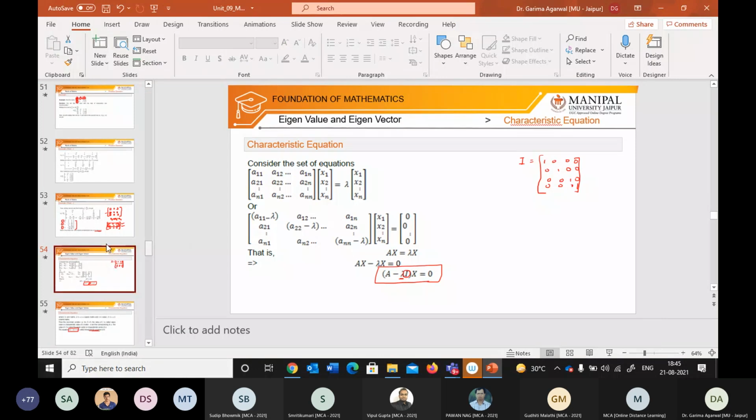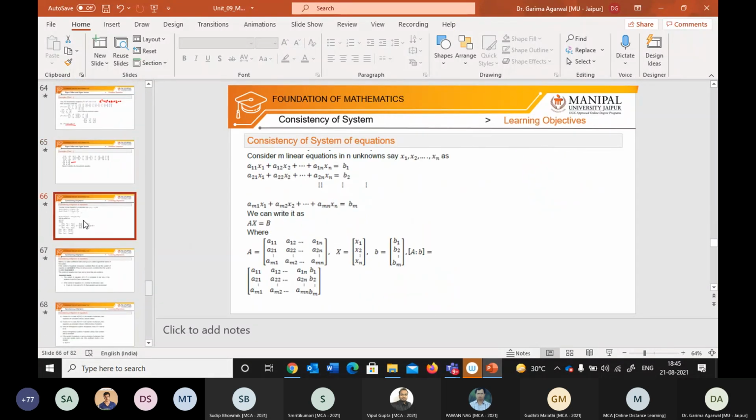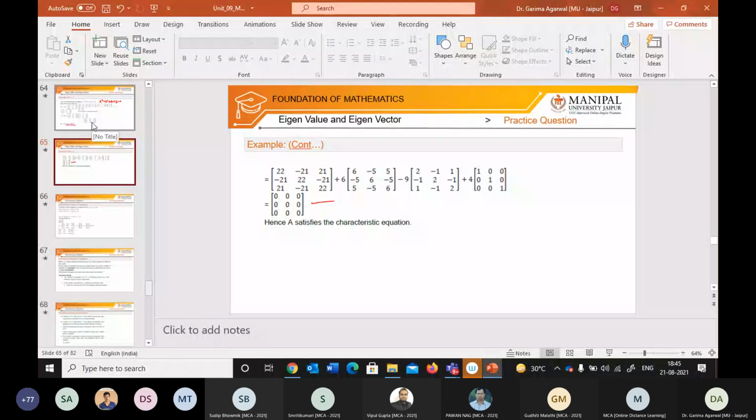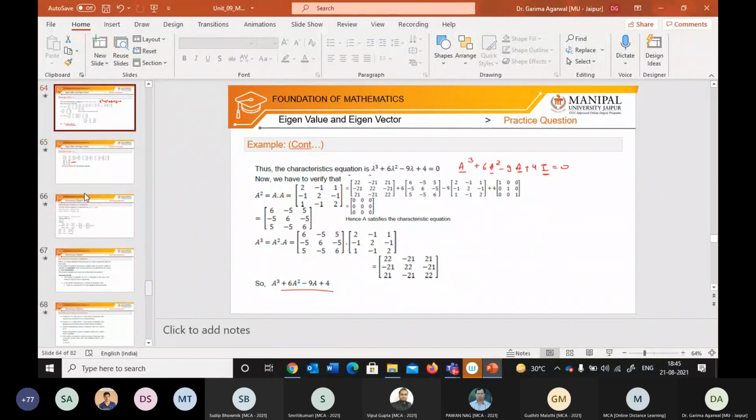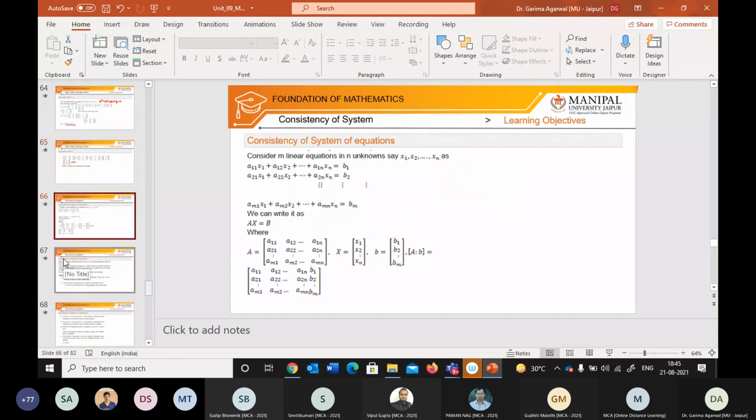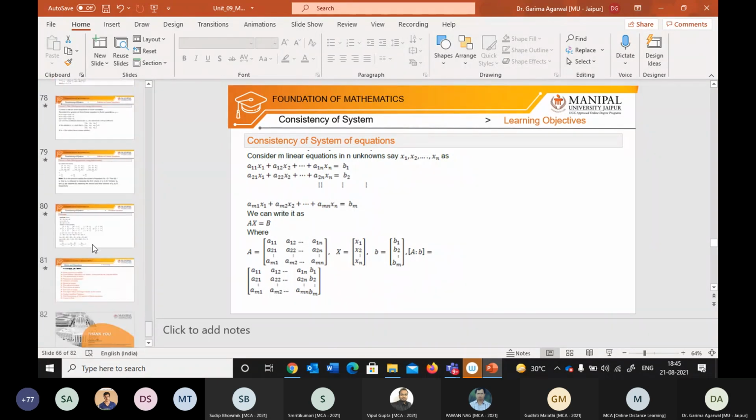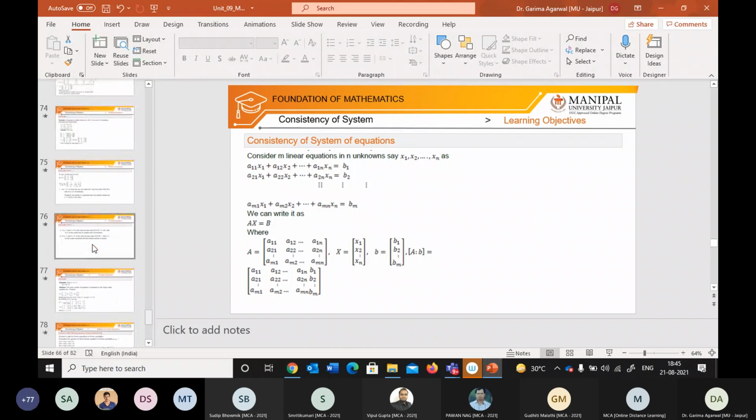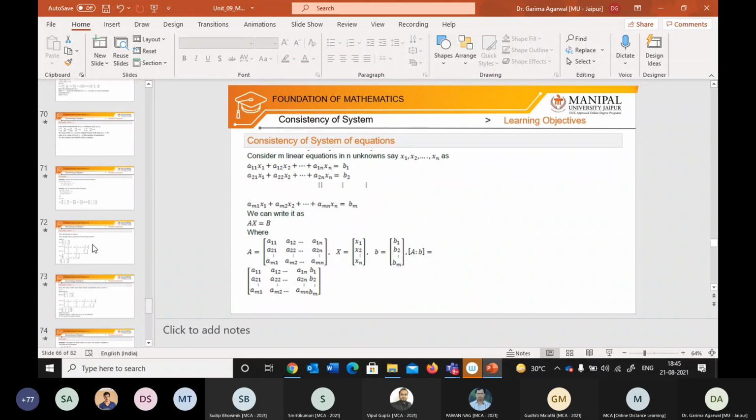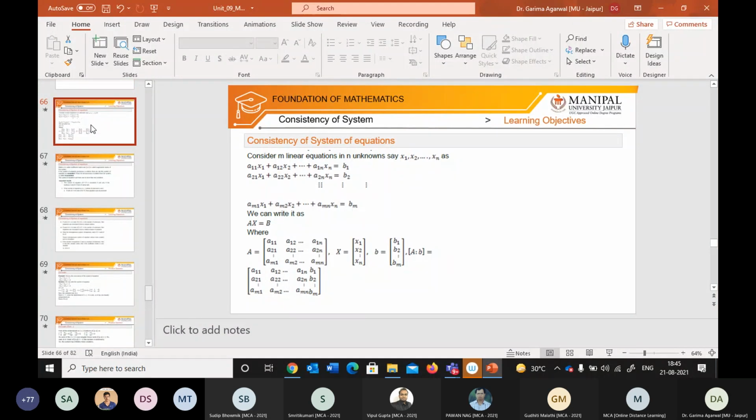Fine. So eigenvalue, eigenvector we have discussed. Now the next topic is consistency of the system. This topic is a bit lengthy. I cannot complete it in 15 minutes. So can we take this topic in the next session?